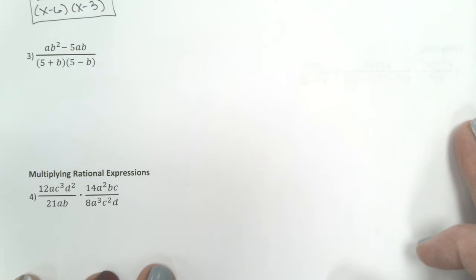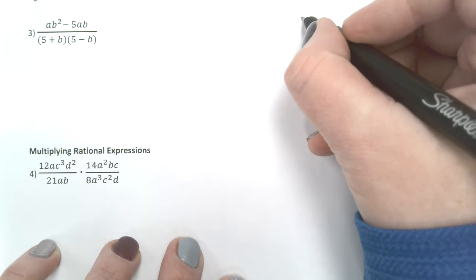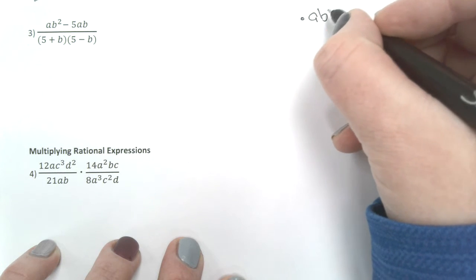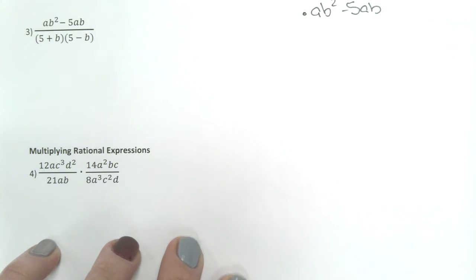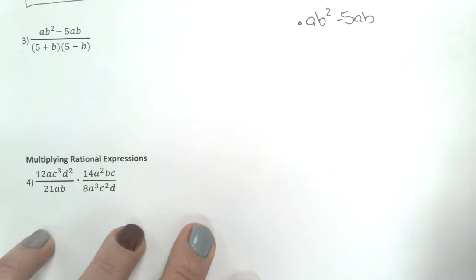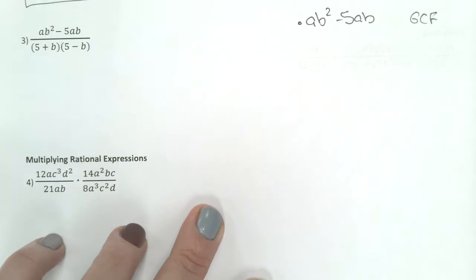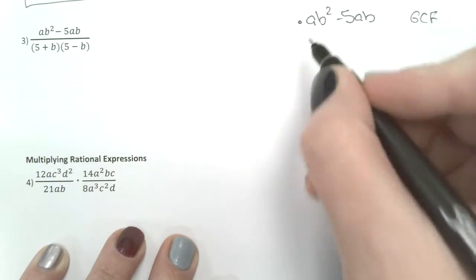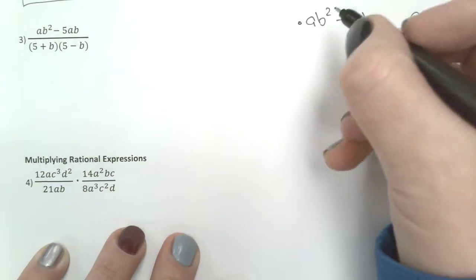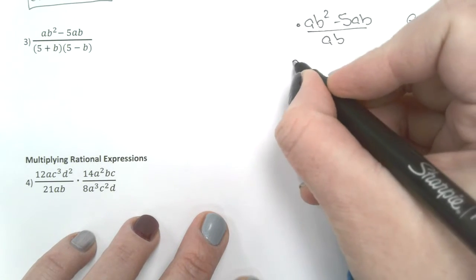Number 3. So number 3, I have ab squared minus 5ab. You always have to remember that some terms just have a GCF. So in this case, there is an A and a B in both of them. So I'm factoring out an AB.